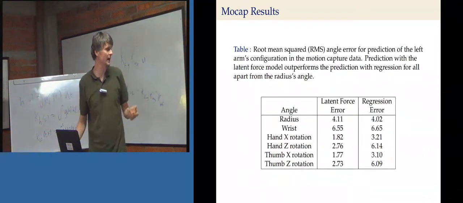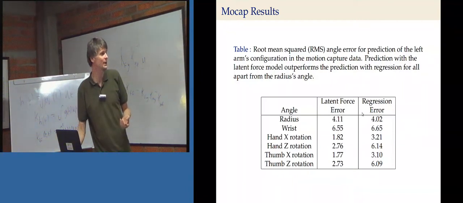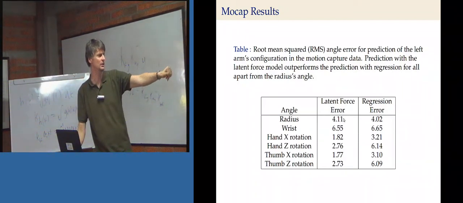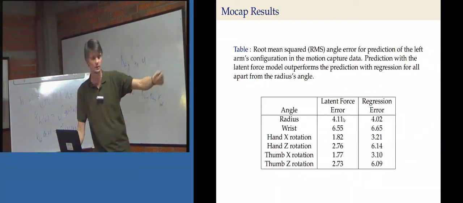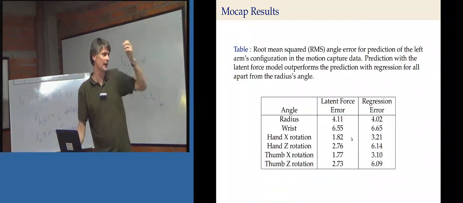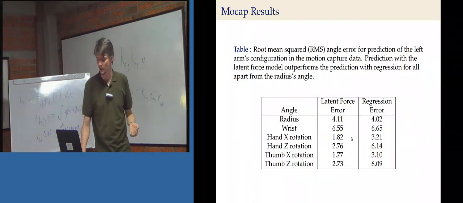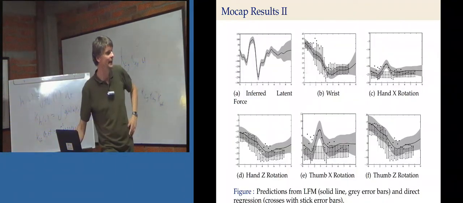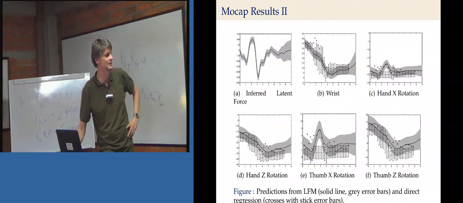So what we find is that we do better, apart from the radius. I guess you don't get much information about the radius from looking at those 3 angles. We do better on all the other measures in terms of prediction error. And this really shows us why we capture these sort of flips here. This is the classic thing that the regression model can't capture.